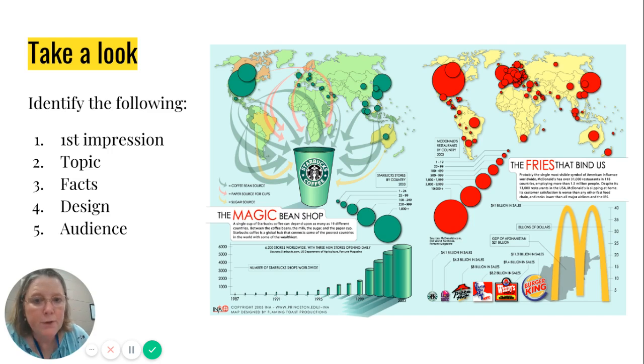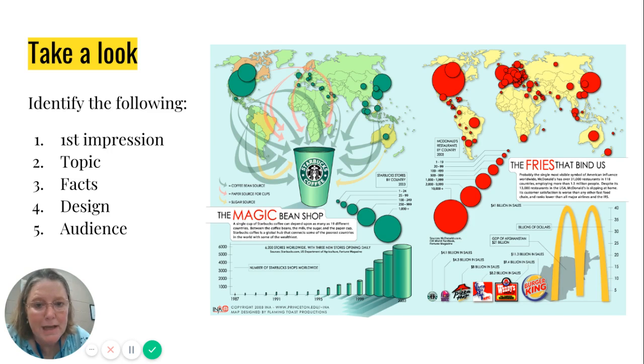So first impression, that is when I look at this infographic right off the bat, what comes to mind? Now, for me, I was wondering why these two were placed together. I don't see a title that really encompasses all of them, and I'm not sure why the two are placed together. Also, my first impression is about all these little dots. That kind of catches my eye.